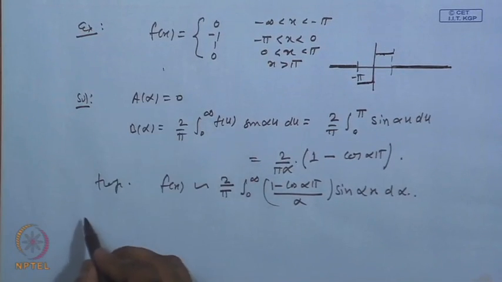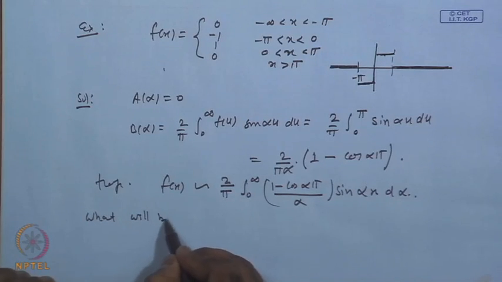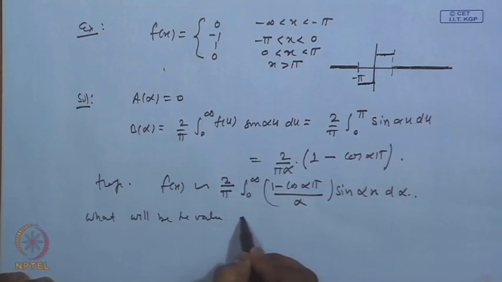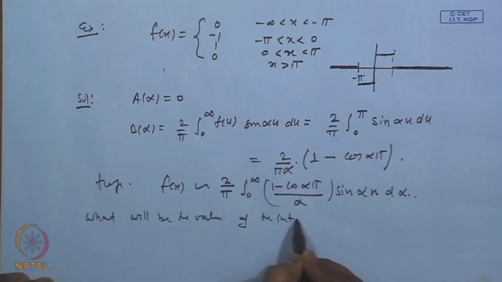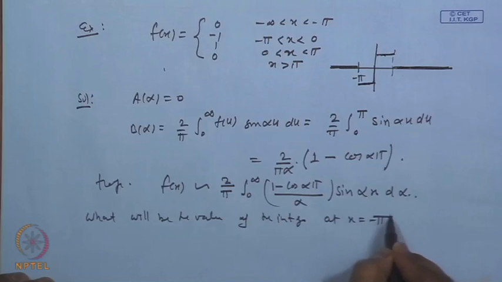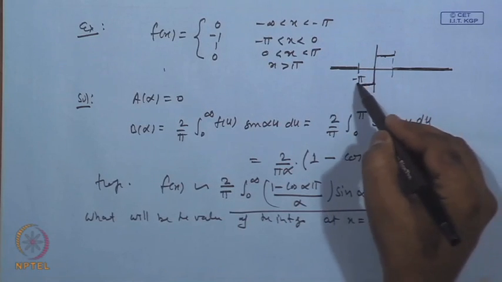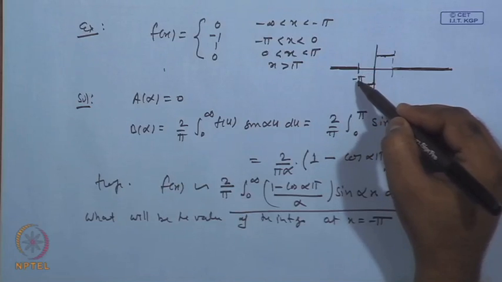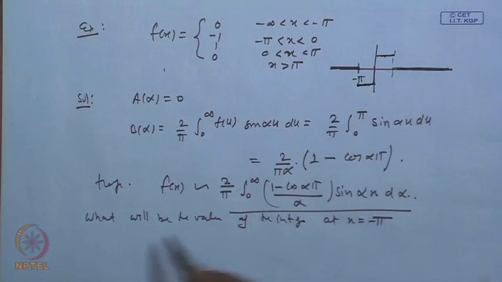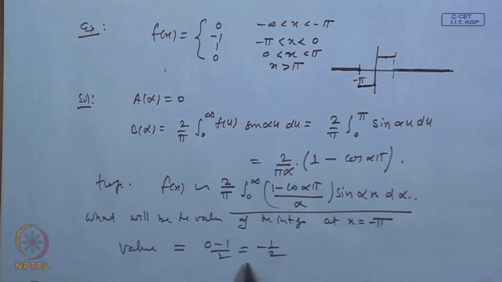So, there was a question that what will be the value of the integral at x is equal to minus pi. So, the value of this integral at x is equal to minus pi, we will take the average of these two values. So, it is 0 and minus 1. So, this value will be 0 minus 1 by 2, so minus half.